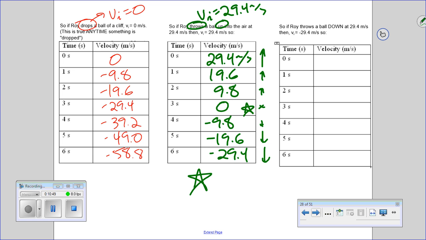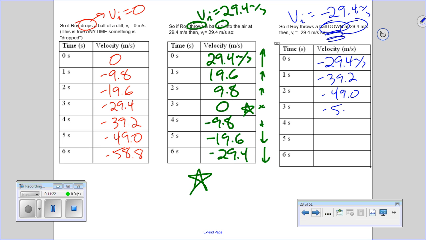All right, which brings us to our last example. In this last example, Roy's going to throw the ball down at 29.4 meters a second. So in this one, our VI is still 29.4 meters a second, but because he's throwing it down, we got to make it negative. So our starting velocity, at the instant it becomes an object in free fall, there's our velocity. And then after you let go of it, the only force is gravity. So you just keep subtracting 9.8. So you get negative 39.2, 49.0, 58.8, 68.6, 78.4, 88.2, and then I guess you get 98 after that.